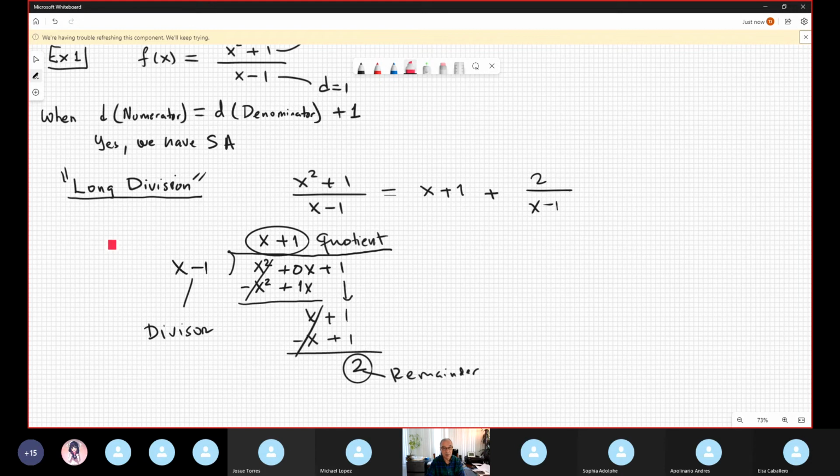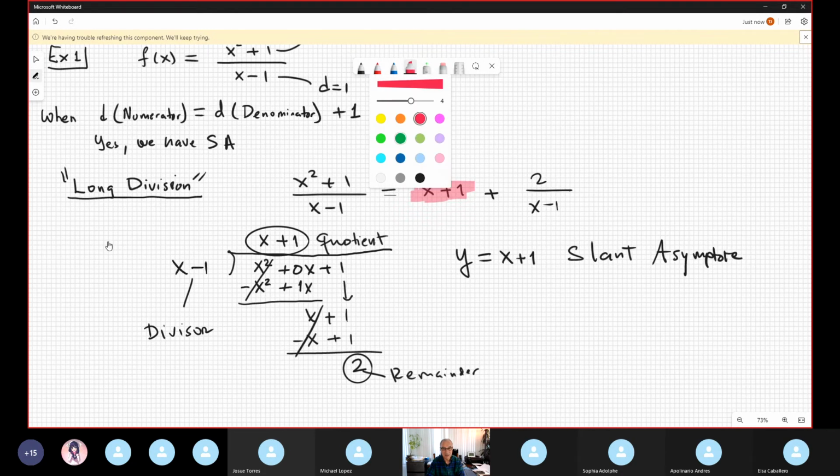That part, which is the quotient, represents a line y equal x plus 1. And this is the famous slant asymptote. Finished? No, because collaterally, I can see here a vertical asymptote at x equal 1.